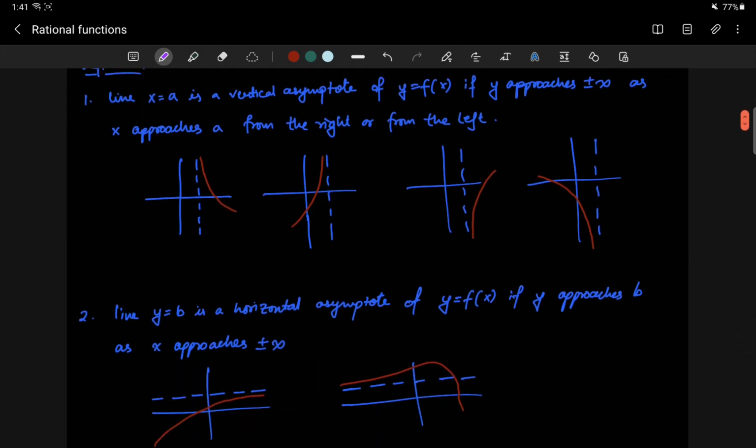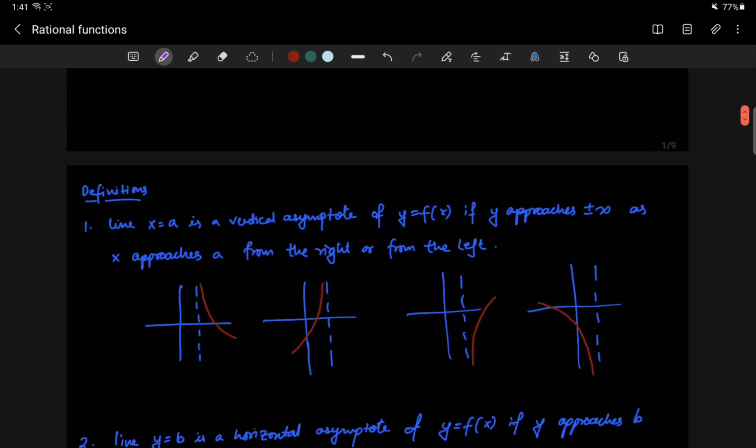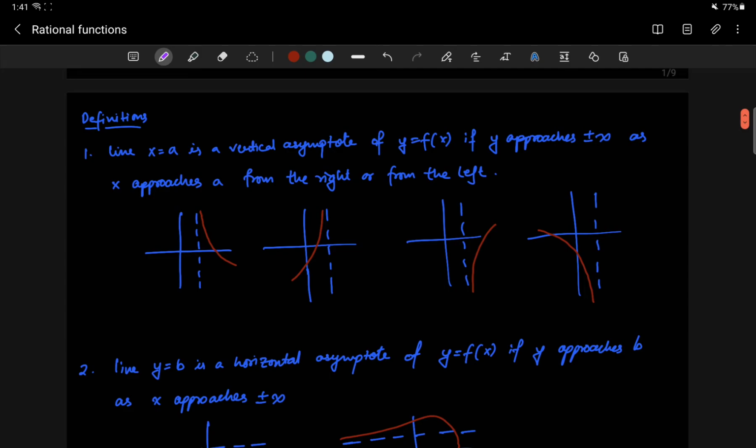Now here's a definition for the two asymptotes that I was saying we will begin by talking about, the vertical and horizontal. So the definition says a line x equals a. Remember, if you have x equals some number, that's a vertical line, is a vertical asymptote of the function y equals f of x if y approaches positive or negative infinity as x approaches a from the right or from the left.